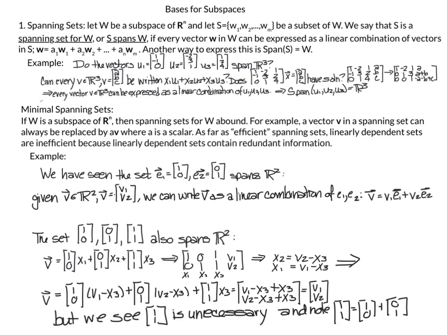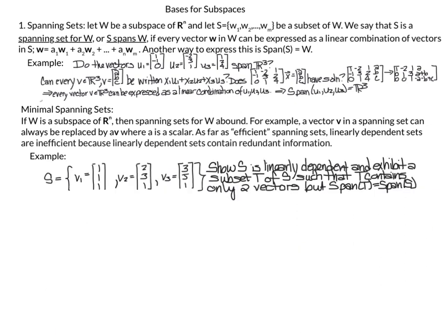But we also see the (1, 1) is unnecessary because (1, 1) is a linear combination of (1, 0) and (0, 1). So we really can rewrite this and eliminate this x3 and the (1, 1) vector just by simply writing (v1, v2) in this form, this linear combination of v1 e1 plus v2 e2.